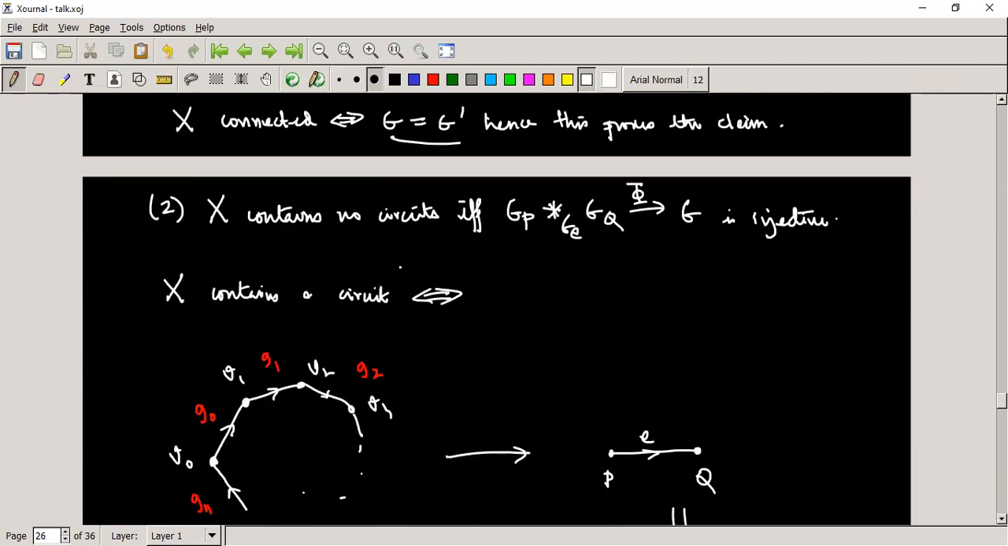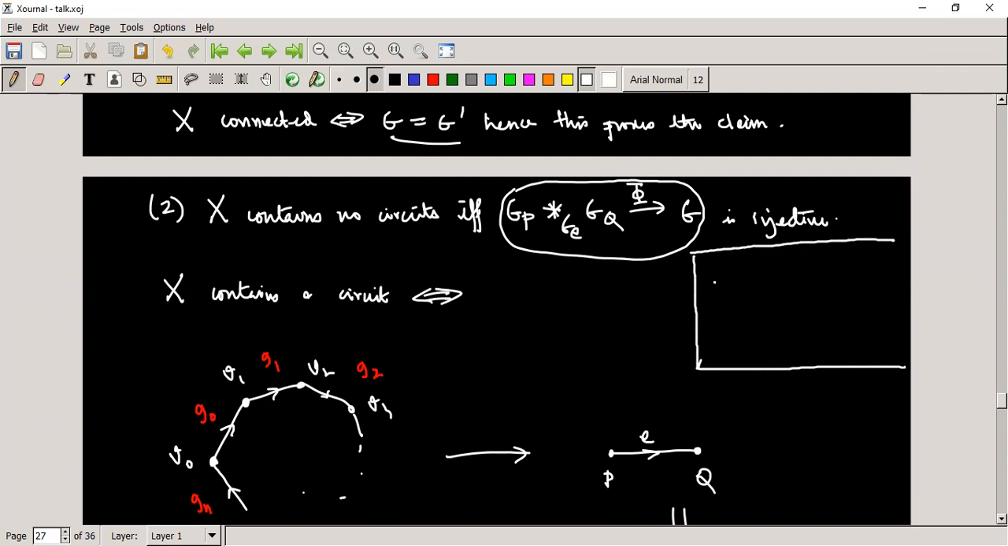Fact two: there is a map from G_P star G_Q, amalgamated along G_E, to G. So what is this map? The map is easy enough. If you take an element from G_P, let's say little g_p, you just send it to g_p. If you take an element from G_Q, let's say g_q, you send it to g_q. There are canonical injections from both of these factors to G. And that gives you a map from G_P star G_E G_Q to G, right?